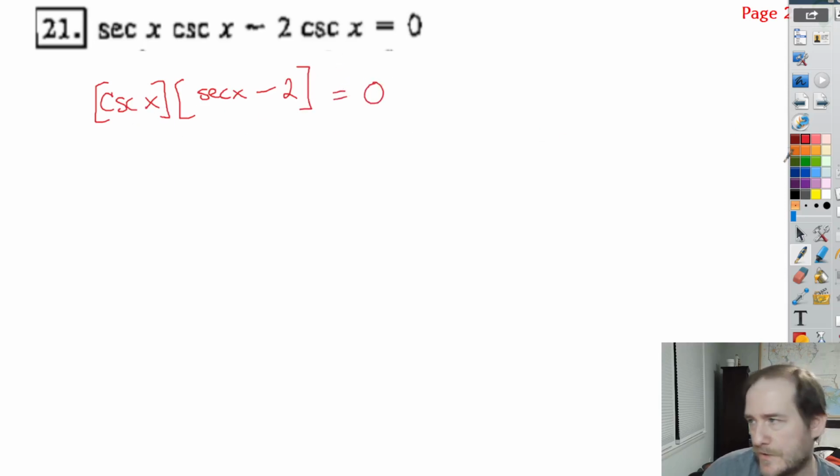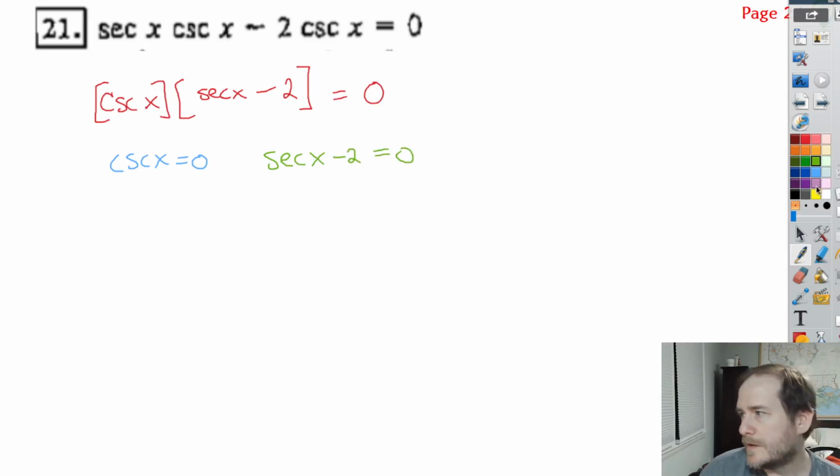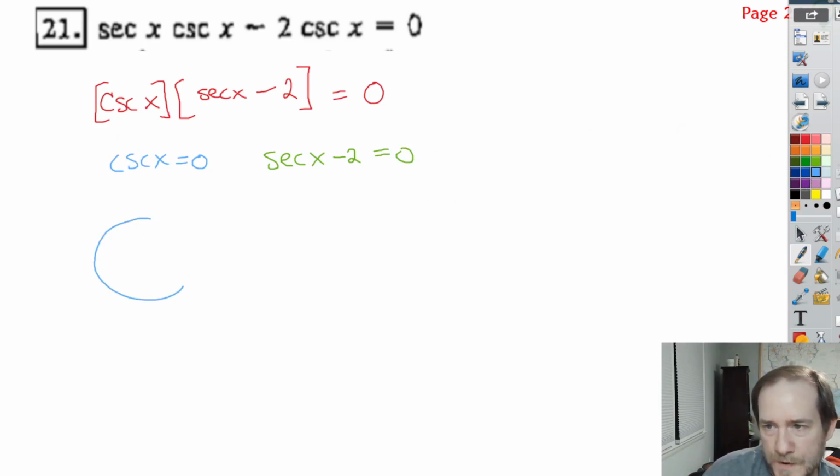And I'll go to solve this. So if I say cosecant of x equals 0, that's going to give me some solutions. And if I go secant of x minus 2 equals 0, this guy's already solved for us. We just want to know when does cosecant equal 0. But wait, this is a trap.